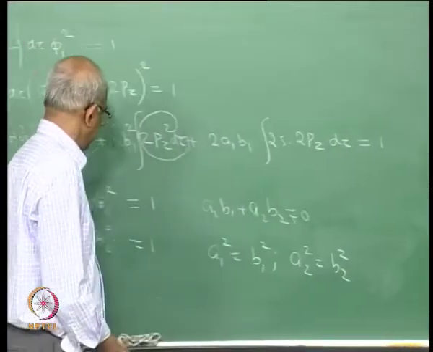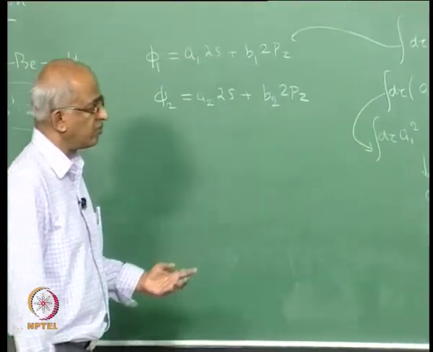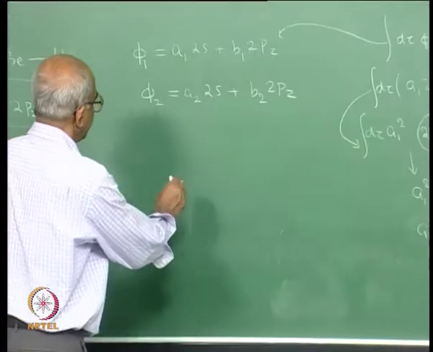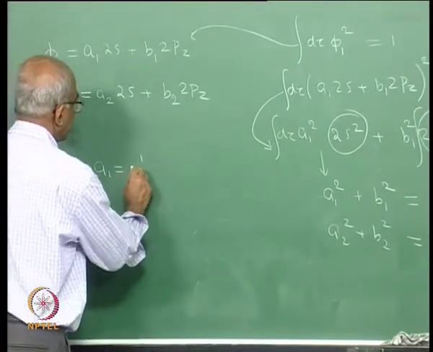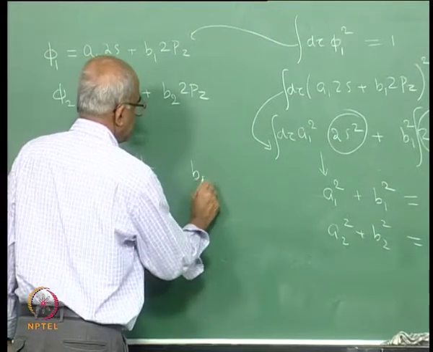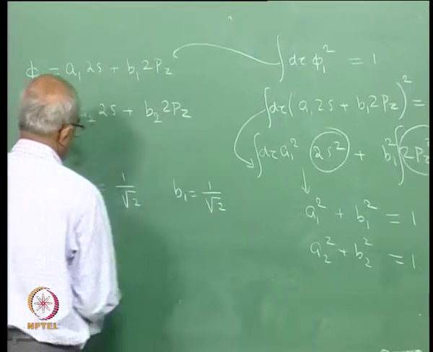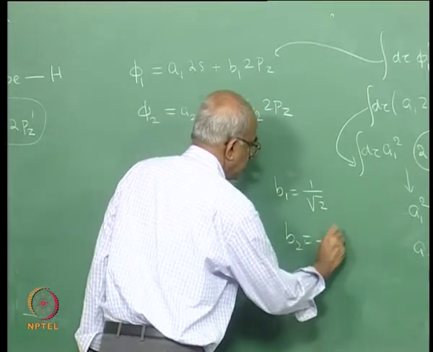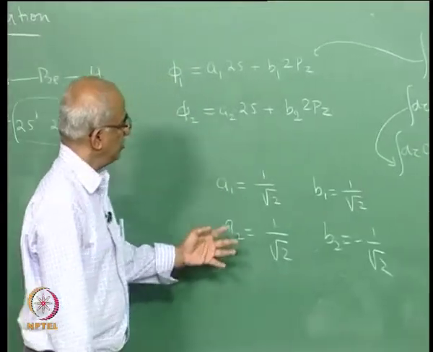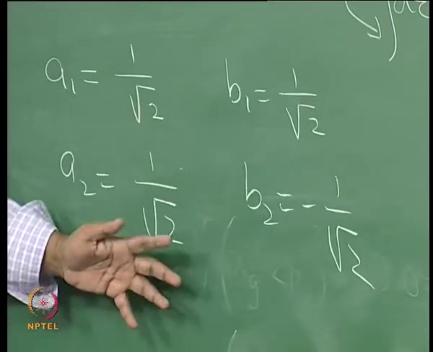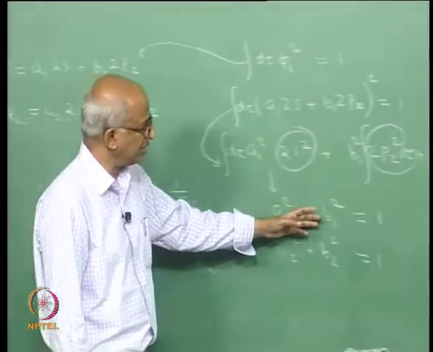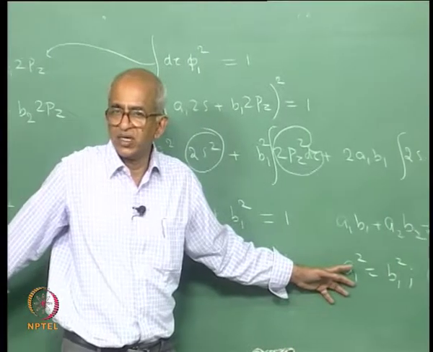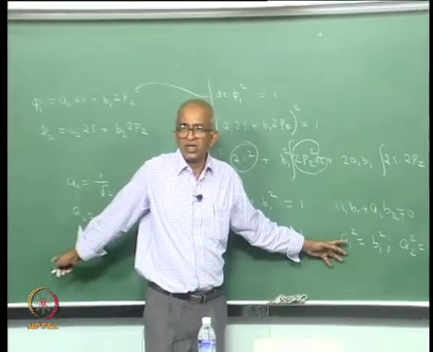Using all these equations, it is a fairly straightforward matter to solve for a1, b1, a2 and b2. If you solve them, what is the answer that you get? You find that a1 must be equal to 1 by square root of 2, you can choose b1 to be equal to 1 by square root of 2, a2 to be 1 by root 2, and b2 to be minus 1 by root 2. The easiest thing to do is, I claim that these are the solutions, and you can substitute these values in here and see that these equations are satisfied.